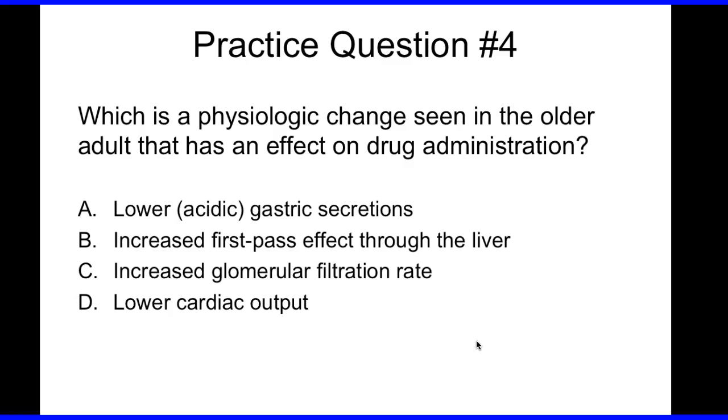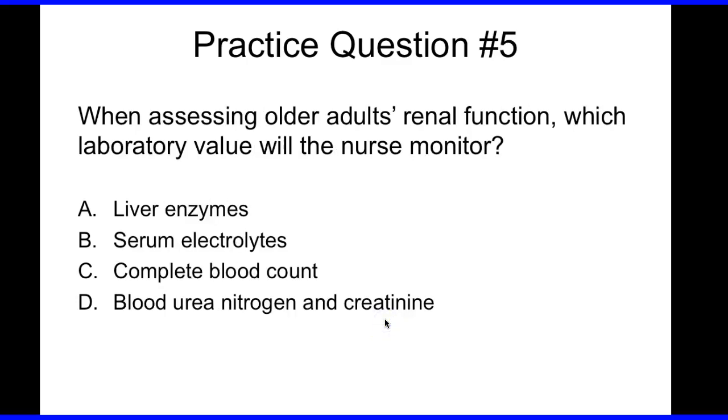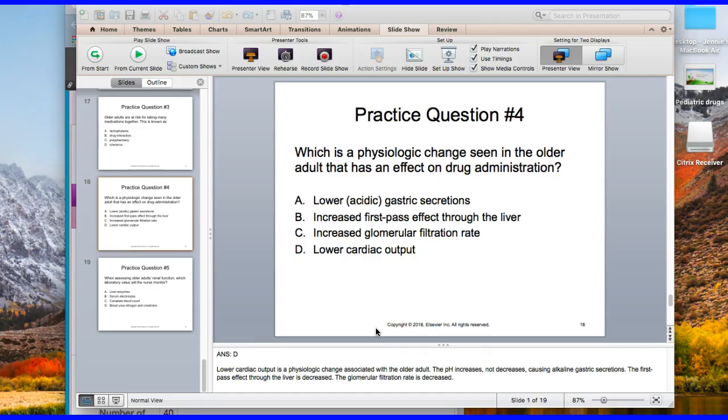So which is a physiologic change seen in the older adult that has an effect on drug administration? Is it the gastric excretion? I'm going to take out B and C. So is it lower gastric secretions or lower cardiac output? I'm going to say lower acidic gastric excretions. Oops. I'm going to actually look at that answer. Hold on. No, it's lower cardiac output. See? That's okay. I'm not afraid to admit when I got a question wrong.